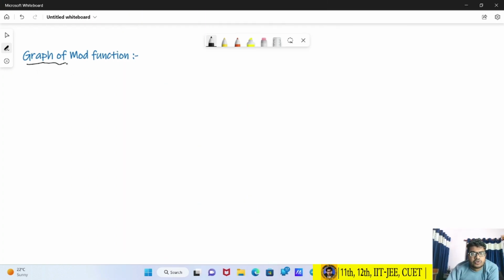Okay, so let's start. Suppose we have a function y is equal to mod of x. Mod of x means x and minus x. It gives x when x is greater than or equal to 0, and minus x when x is less than 0.